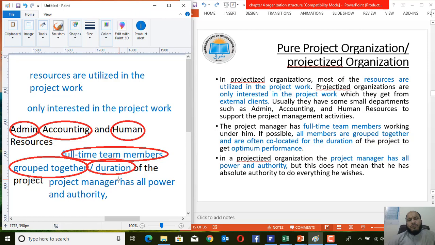And here the project manager has full authority over the project activities, but this does not mean that he is absolutely powerful to do whatever he or she wishes. No, that is the projectized organizational structure.